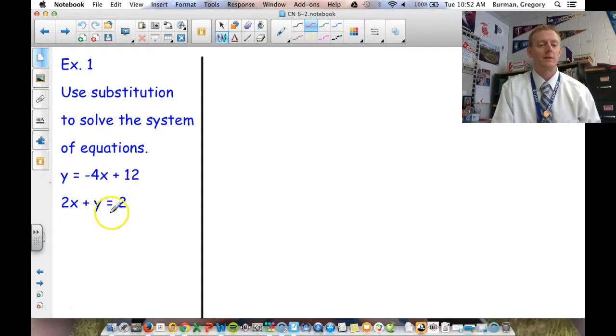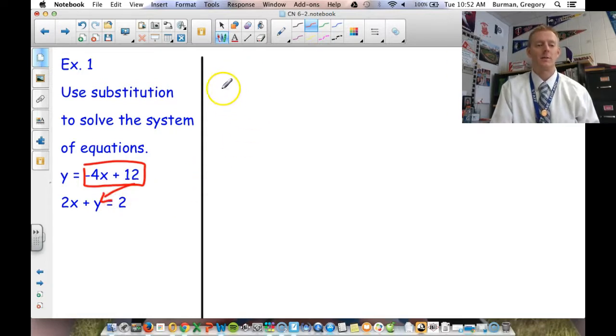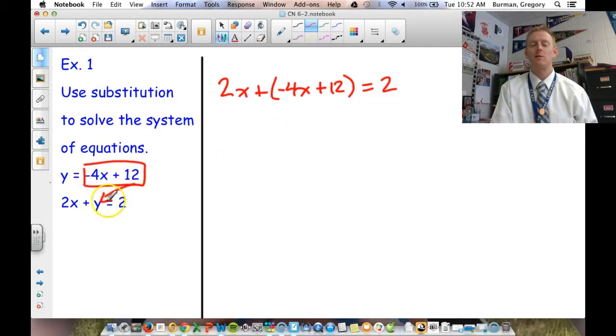So we have two different equations. One of them already says y equals. So if y equals this stuff, we're going to substitute that in for y. So here's the work. It's going to say 2x plus, now instead of having a y here, we're going to have all that stuff that we had before: a negative 4x plus 12 is equal to 2. So again, we just substituted in what said y equals in for y. Now it's a matter of combining like terms. We have a 2x and a negative 4x, which makes a negative 2x plus 12 equals 2.